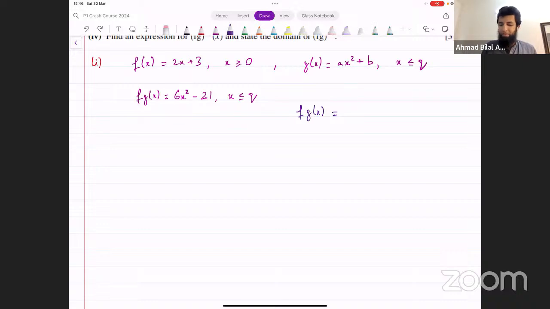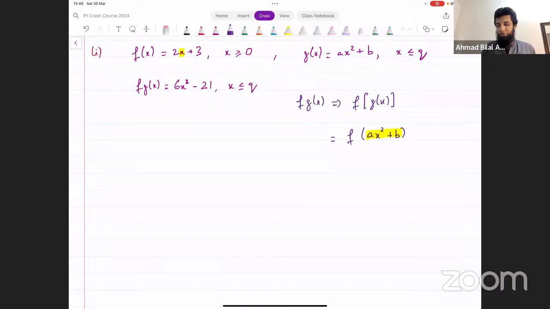Let's try this. fg of x is f of g of x. That means inside the function f, you have to input g. So that means it's f of ax squared plus b. So in the function f, wherever you have x, you have to replace that with ax squared plus b, and that will give you fg of x. Let's see what that turns out to be. It's 2 times (ax squared plus b) plus 3. You can simplify this, and that gives you 2ax squared plus 2b plus 3. This is fg of x.